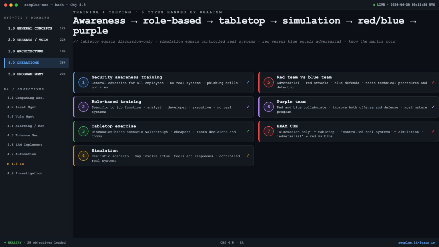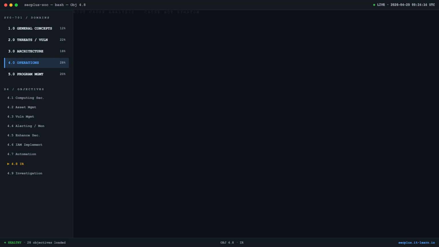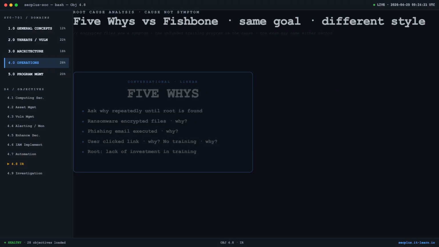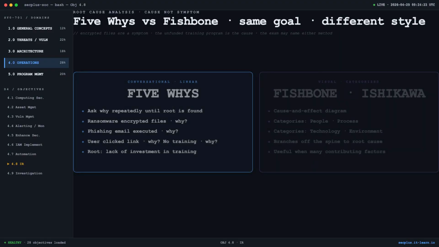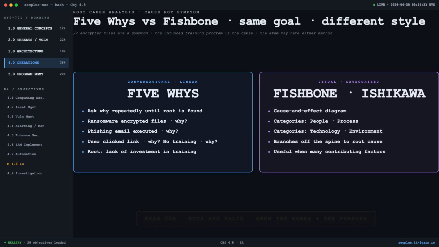Root cause analysis. Goal: identify the underlying cause, not just the symptoms. 2 methods. 5 whys. Ask why repeatedly until root cause is found. Example: ransomware encrypted files. Why? Phishing email executed. Why? User clicked link. Why? No security awareness training. Why? Training program not funded. Root cause: lack of investment in training. The encrypted files are a symptom. The unfunded training program is the cause.